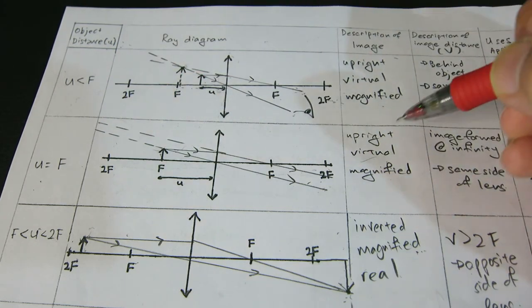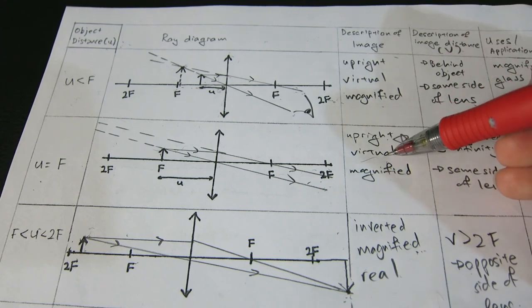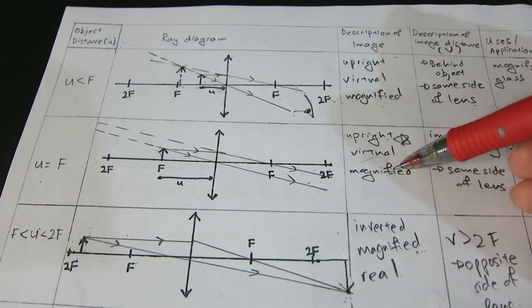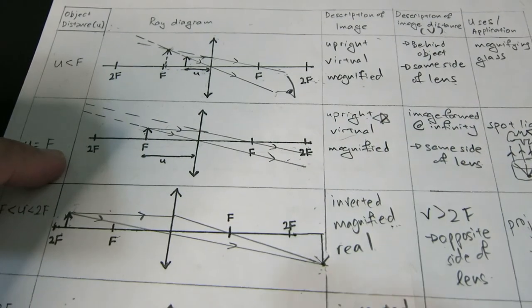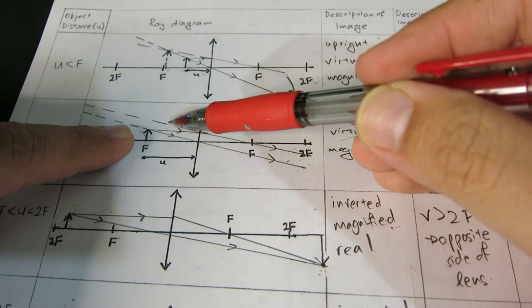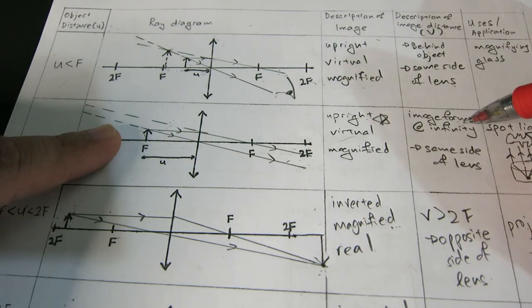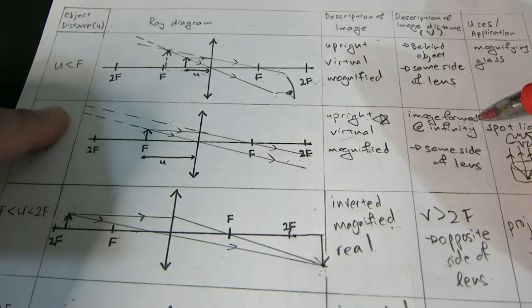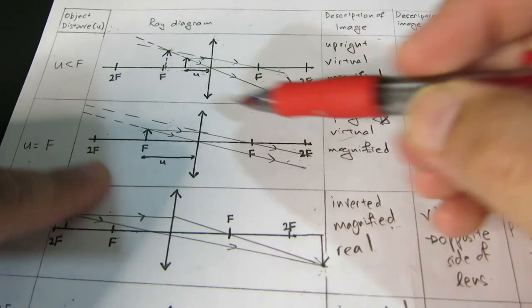Alright. This one you may need to do a little bit of memorization. You must remember the image formed is upright, virtual, and magnified, because this is a bit of a mathematical concept. When we say there are parallel light rays, the parallel rays will eventually meet at infinity. So the image will form at infinity. Alright, and it forms on the same side of the lens.